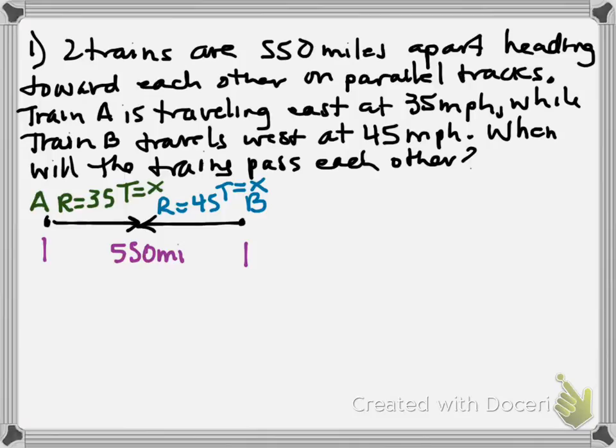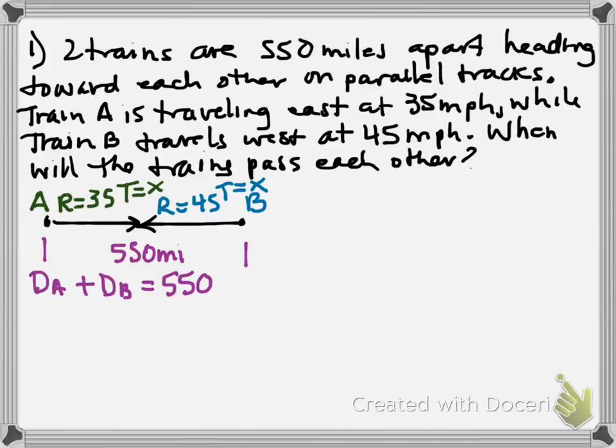So what we're going to do is create an equation that says the distance for train A plus the distance of train B has to cover that 550 miles. So that's what our equation is going to be. We're going to use distance for train A plus the distance of train B would be equal to this total distance, the 550 miles.